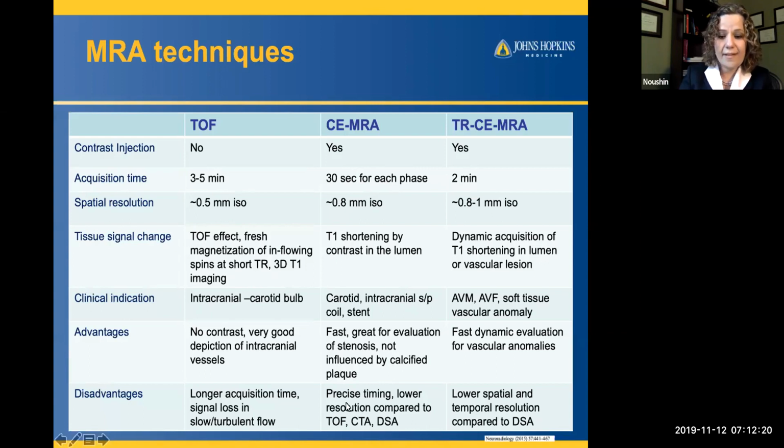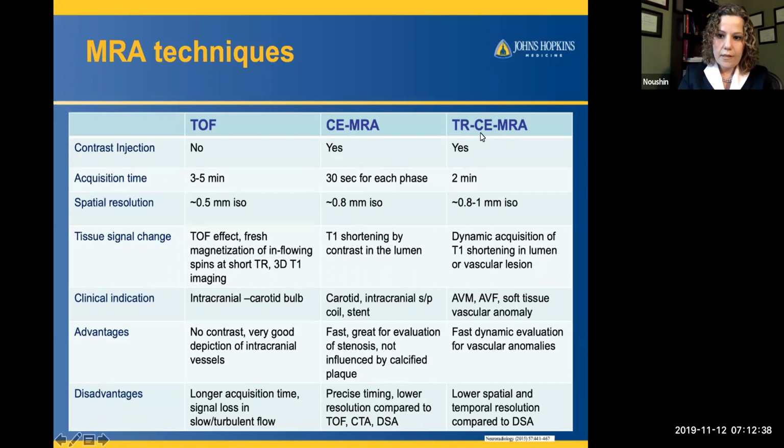What are the disadvantages? Well, you have to have precise timing, similar to CTA. Make sure that you get the arterial bolus. You are not too early or too late. And it has relatively lower resolution compared to time of flight, CTA, and obviously DSA.